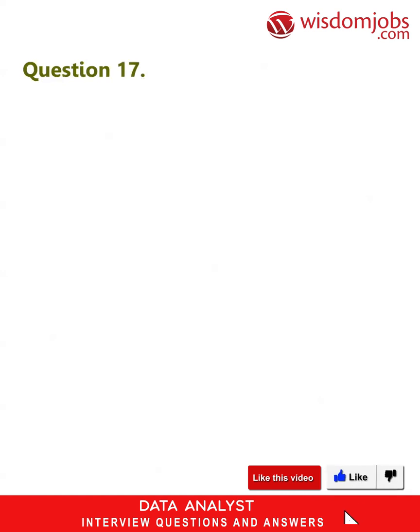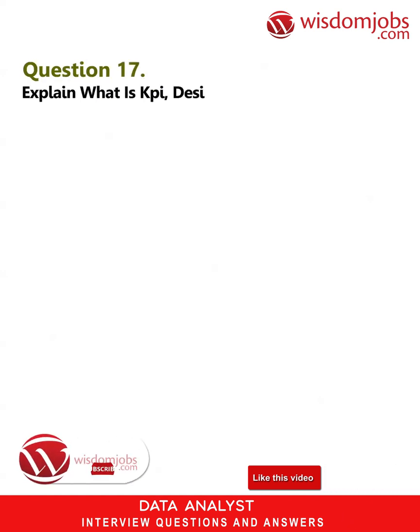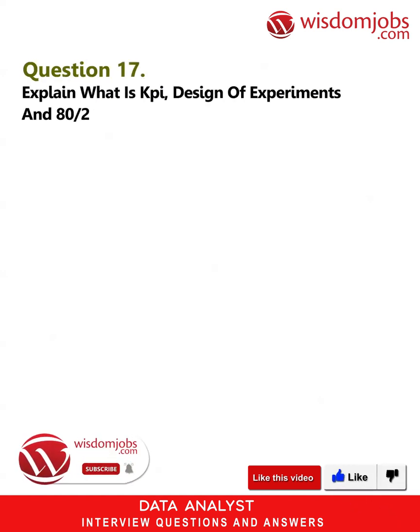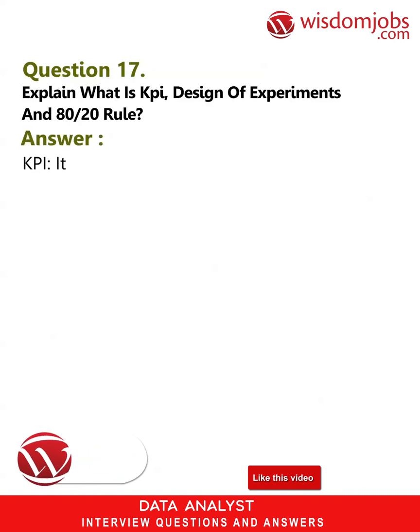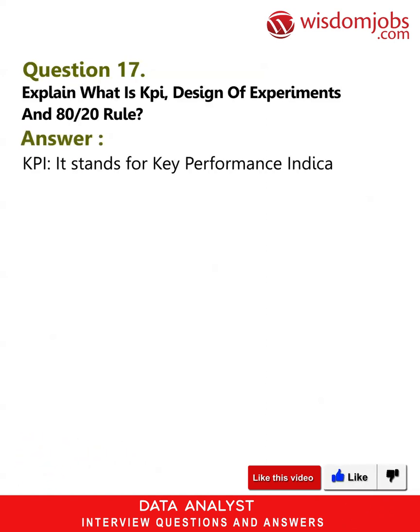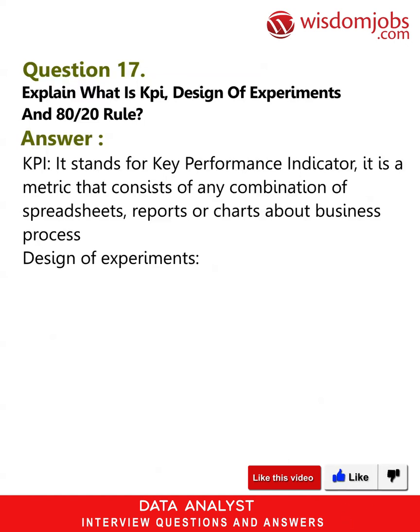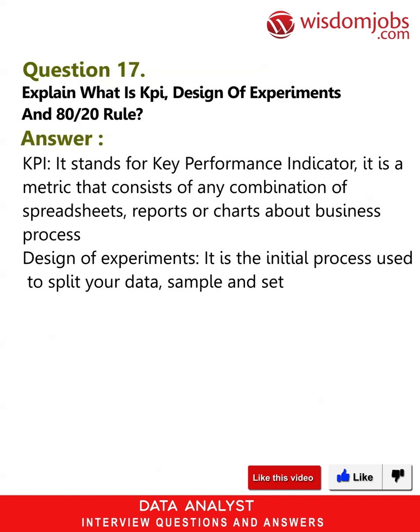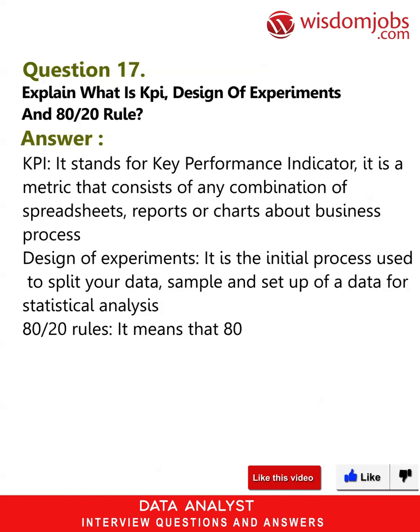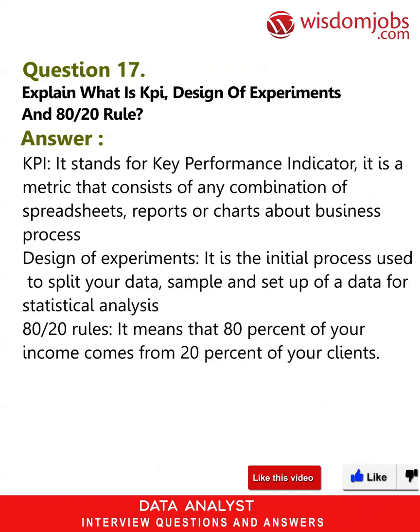Question 17. Explain what is KPI, design of experiments and 80-20 rule? Answer. KPI stands for Key Performance Indicator. It is a metric that consists of any combination of spreadsheets, reports or charts about a business process. Design of experiments is the initial process used to split your data, sample and set up a data set for statistical analysis. 80-20 rule means that 80% of your income comes from 20% of your clients.